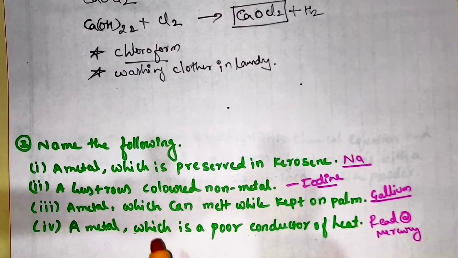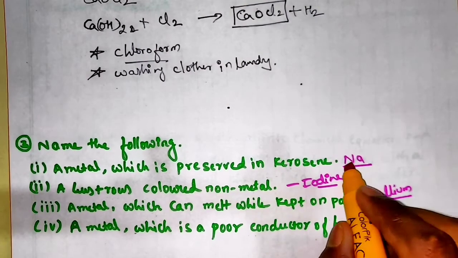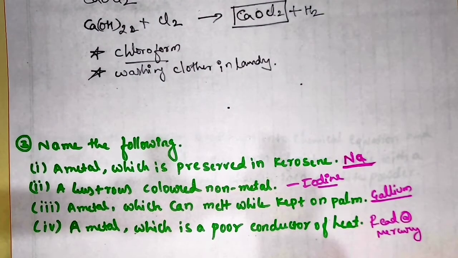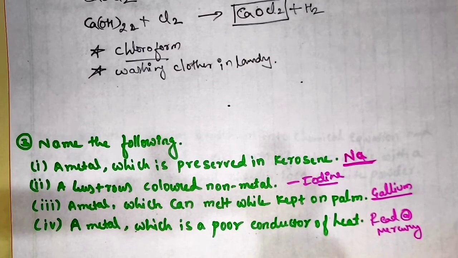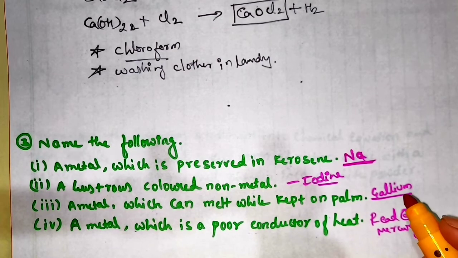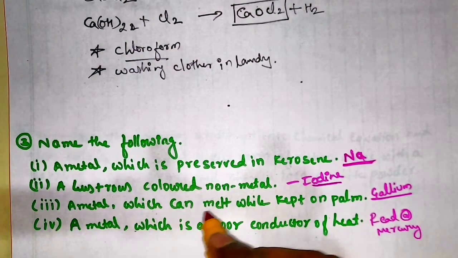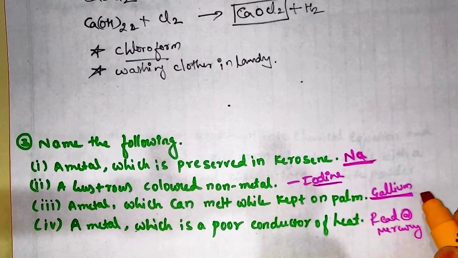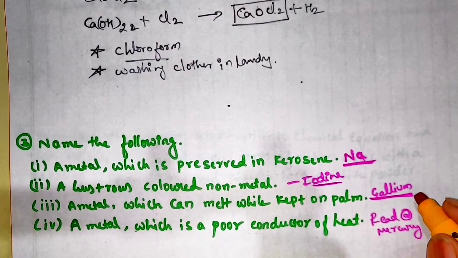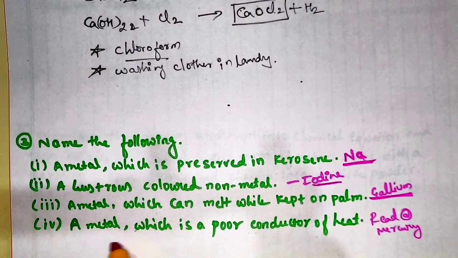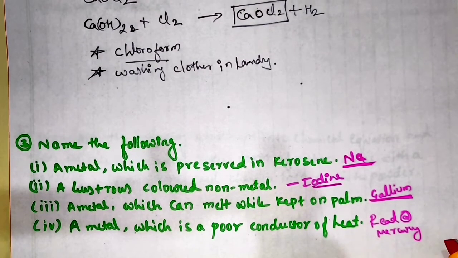Name the following. A metal which is preserved in kerosene, that is sodium. Sodium is highly reactive, so when it is exposed to air, it will be converted into sodium oxide. Hence it is preserved under kerosene. A lustrous colored non-metal, that is iodine. Iodine is a lustrous non-metal. A metal which can melt while kept on the palm, that is gallium or cesium. They have a very low melting point, so if they are above room temperature, they will start to melt. A metal which is a poor conductor of heat: lead, mercury.